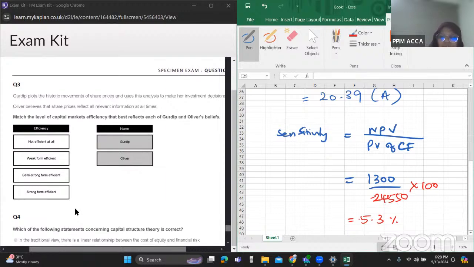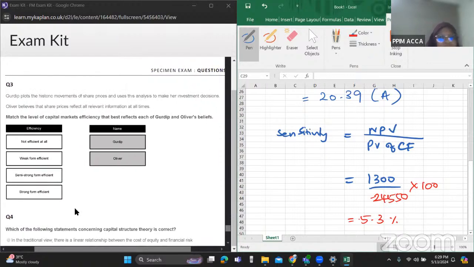Question 3, it's to do with just a theory-based question, nothing to calculate. What do you think the answer will be? Question 3.